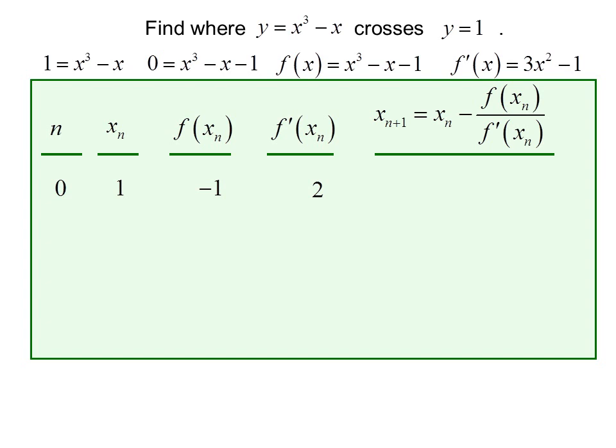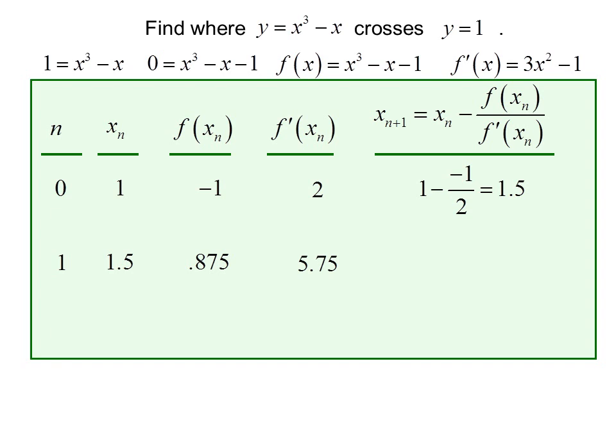And I then plug in x sub n, f of x sub n, and f prime of x sub n into the Newton's method equation, and I get 1.5. 1.5 then is my new guess after 1 iteration. I put that number into the equation for f of x and get 0.875. I put 1.5 into the f prime equation to get 5.75.